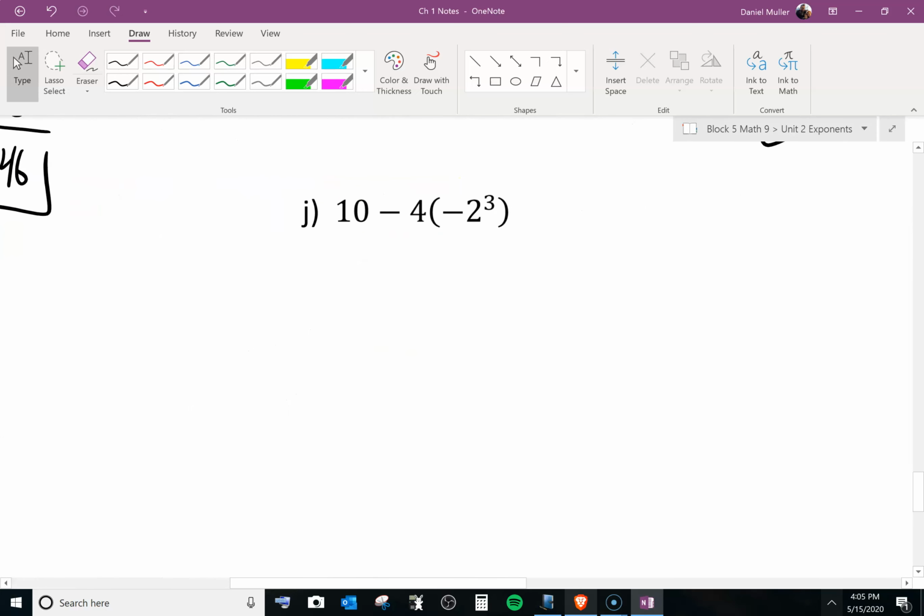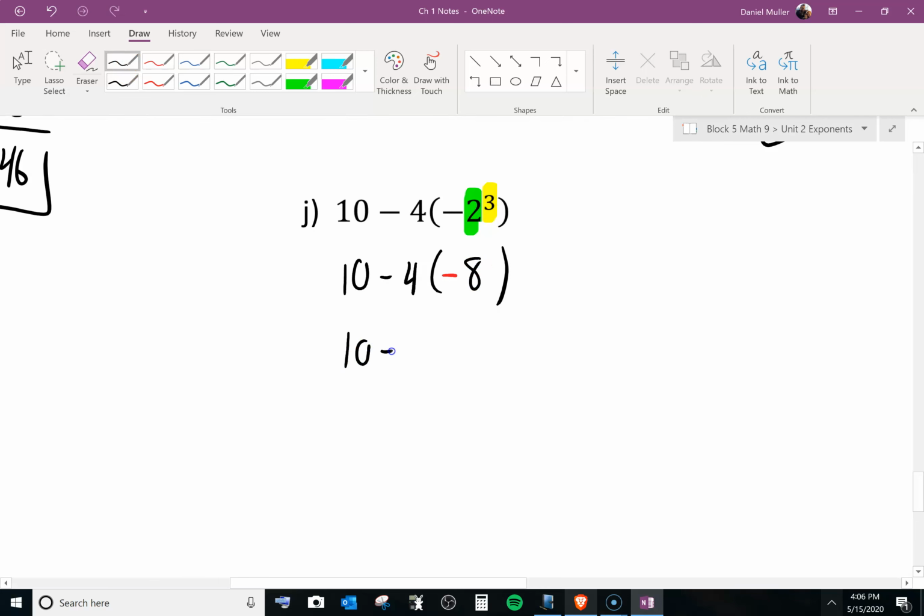10 minus 4, negative 2 cubed. Okay, well, I'll have to do inside the brackets first. So 10 minus 4, and inside the brackets I've got this negative 2 cubed. So 3 is my exponent, and my base is whatever's just in front. So it's a 2, and there's a negative that happens to be there. The 3, so this is 2 to the power of 3, or 2 3 times. So 2 times 2 times 2 is going to be 8.